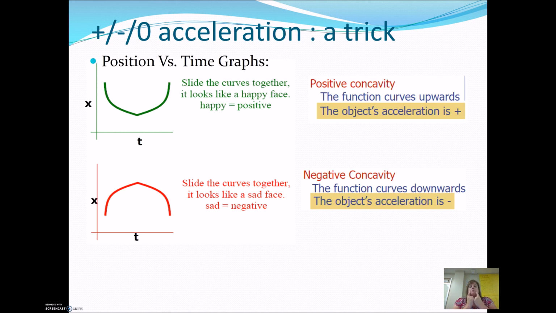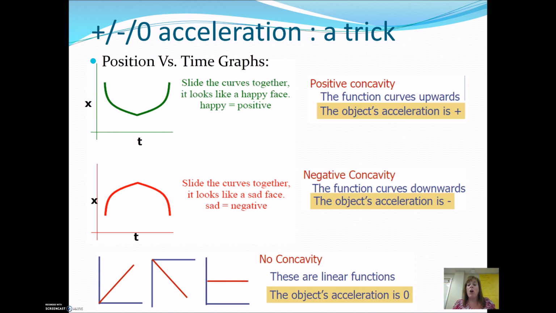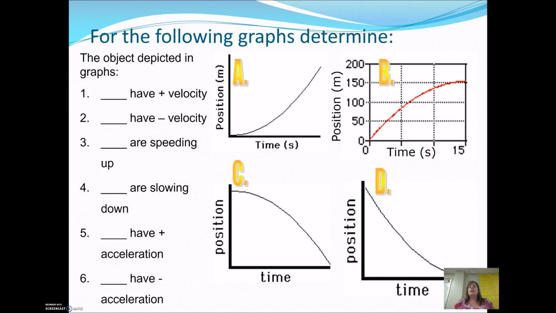Negative concavity, sad face, negative acceleration. And of course, if there's no concavity, if it's a flat line, then the acceleration is 0. So that's a good trick: happy face, sad face, just straight line. Which is it?